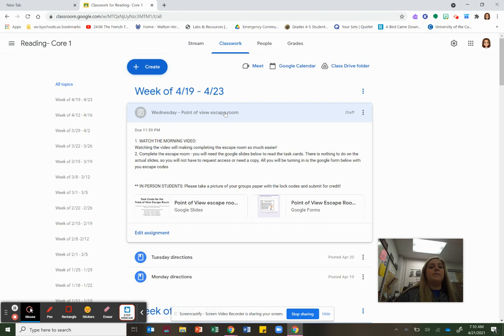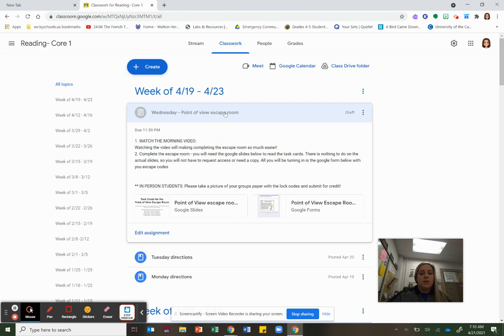Today, you are going to be completing an escape room to review point of view. In-person students, we're going to be doing this in groups, so you do not need to do anything with this unless you are absent or you are in quarantine, then you will do this on your own as your participation.